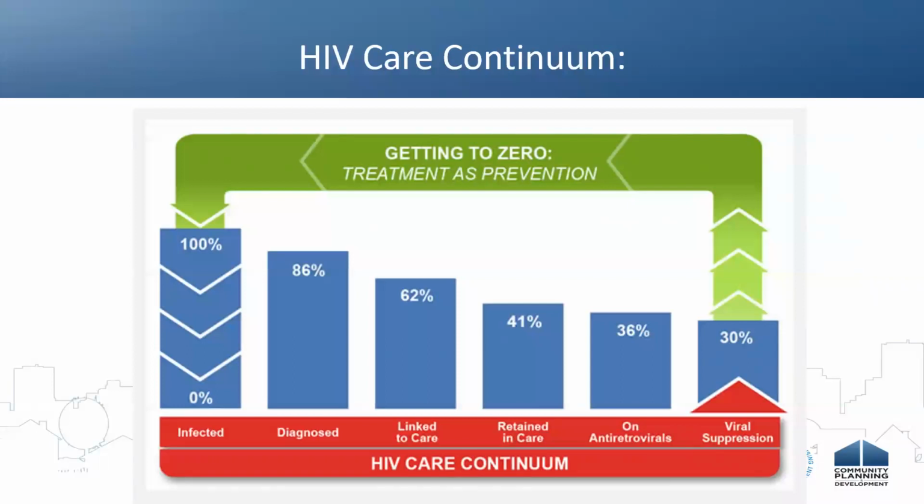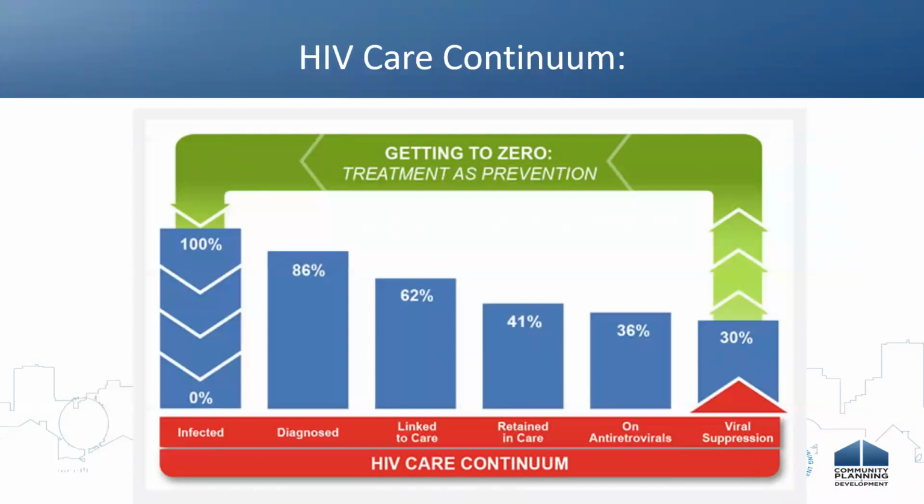The first one is diagnosis. The HIV care continuum begins with the diagnosis of HIV infection. The only way to know for sure that you are infected with the virus is to get an HIV test. People who don't know they are infected are not accessing the care and treatment they need to stay healthy. They also can unknowingly pass the virus on to others. So the current state of HIV in the U.S. is that of the 100% of people who are HIV positive, only 86% are actually diagnosed.